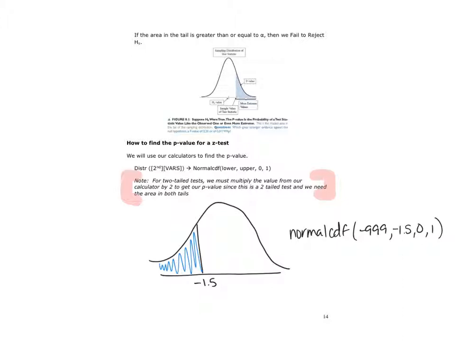Again, it's really important when we're thinking about lower and upper bounds. The lower bound is the left bound and the upper bound is the right bound, because we always read from left to right.